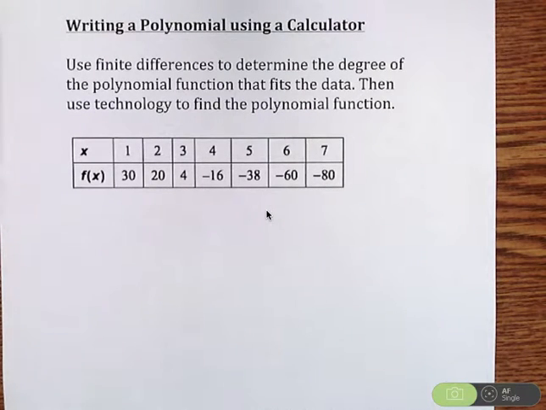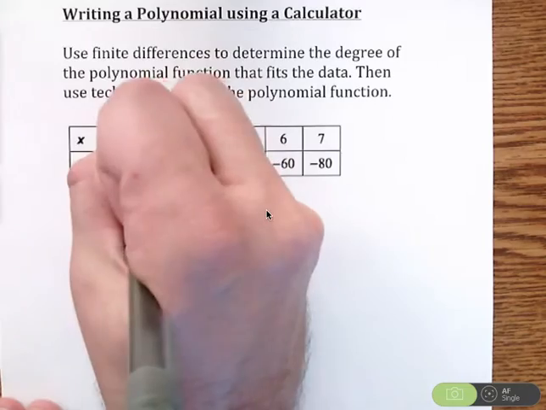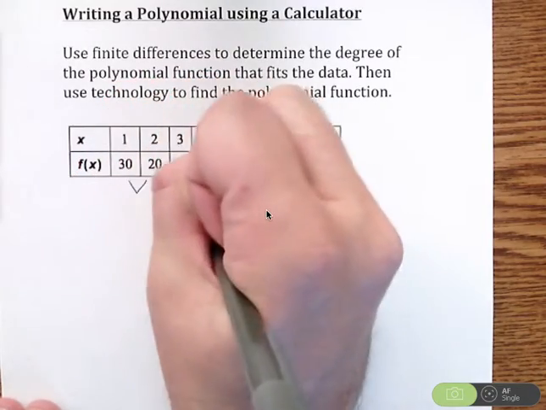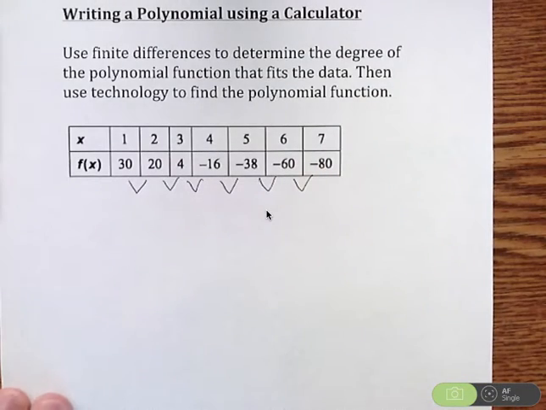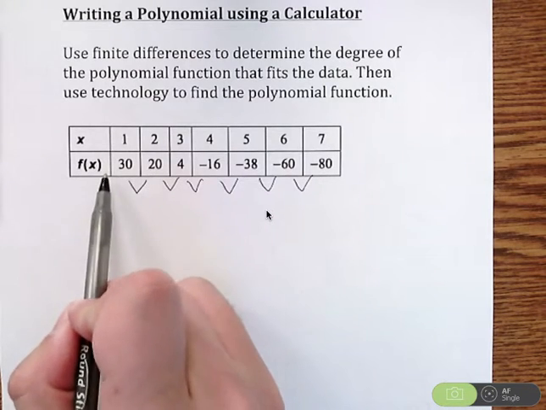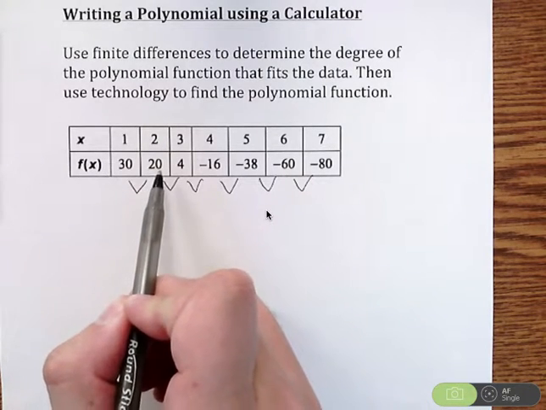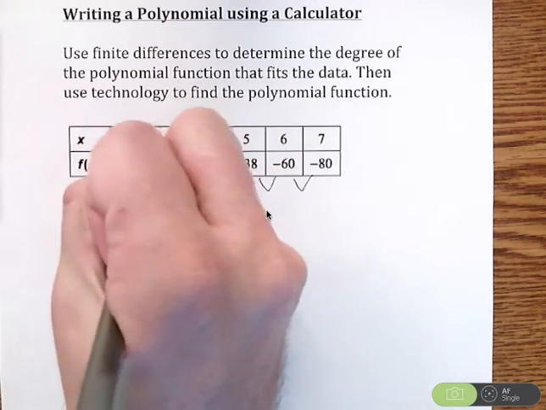So, first thing we're going to do is something called finite differences. And how that works is we're looking at our y values. And what we're going to do is find the difference, hence the word finite difference, of each y value. So what I'm going to do is take the right value and subtract the left. So I'm going to do 20 minus 30. So 20 minus 30, that's negative 10.